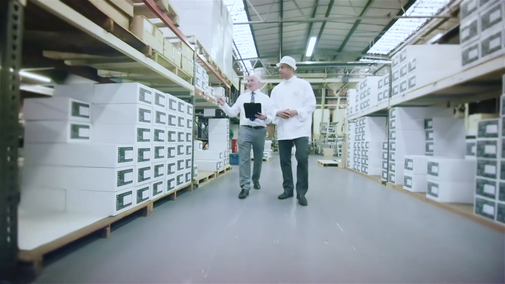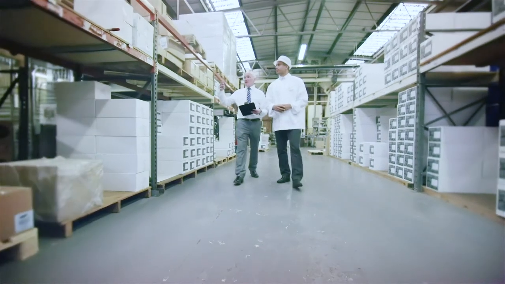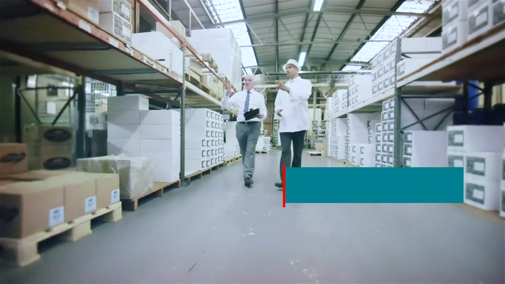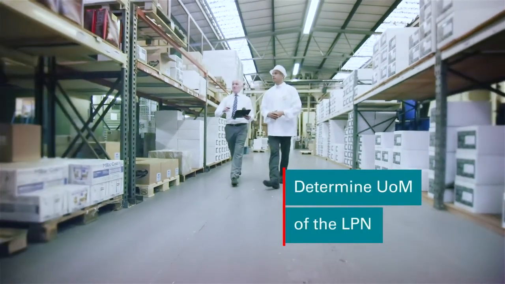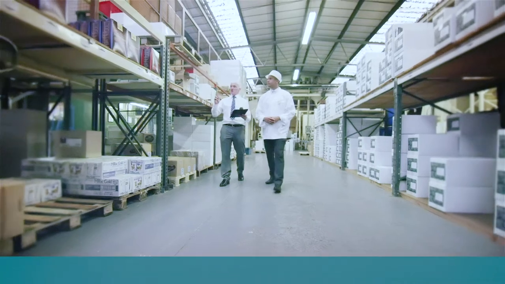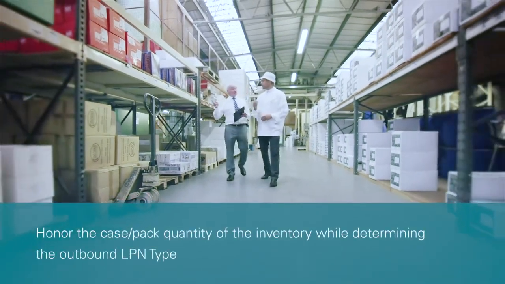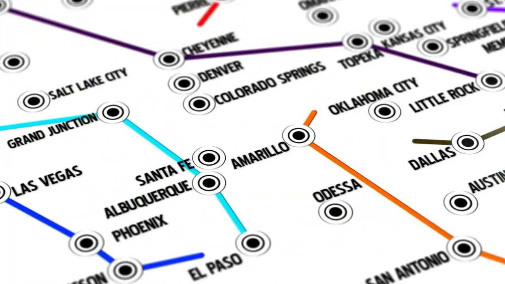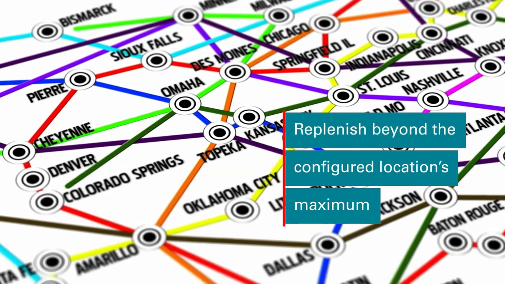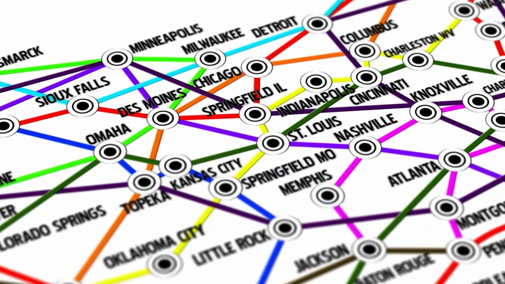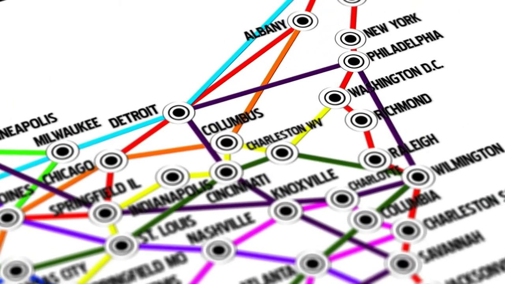Cubing is a WMS process that maximizes the volume and weight packed in a container, and this release introduces three enhancements: ability to group like material, ability to determine the unit of measure of the license plate number, and now WMS will always honor the case pack quantity of the inventory while determining the outbound LPN type. WMS now allows customers to replenish beyond the configured location's maximum and provides an ability to replenish inventory going through multiple hops into corresponding destination locations.